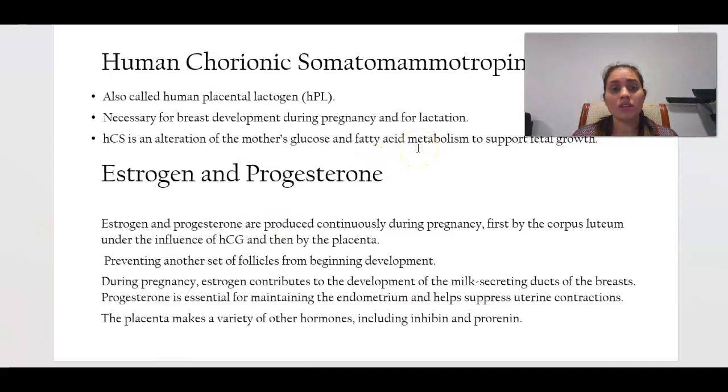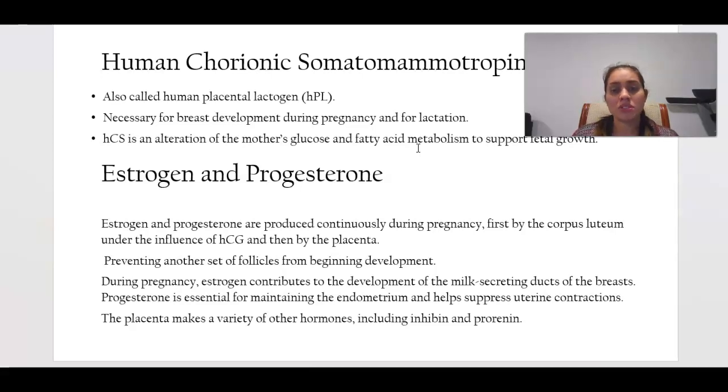The next hormone is the human chorionic somatomammotrophin, which is HCS. It's also called human placental lactogen, which is HPL. It is necessary for breast development during pregnancy and for lactation, but that is not a must. HCS is an alteration of the mother's glucose and fatty acid metabolism to support fetal growth.